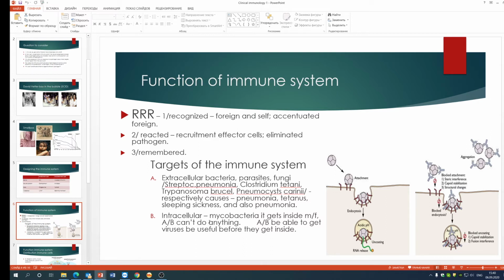Intracellular infections, such as mycobacteria, get inside macrophages, where antibody can't do anything. Antibody is useful against viruses before they get inside the cells.